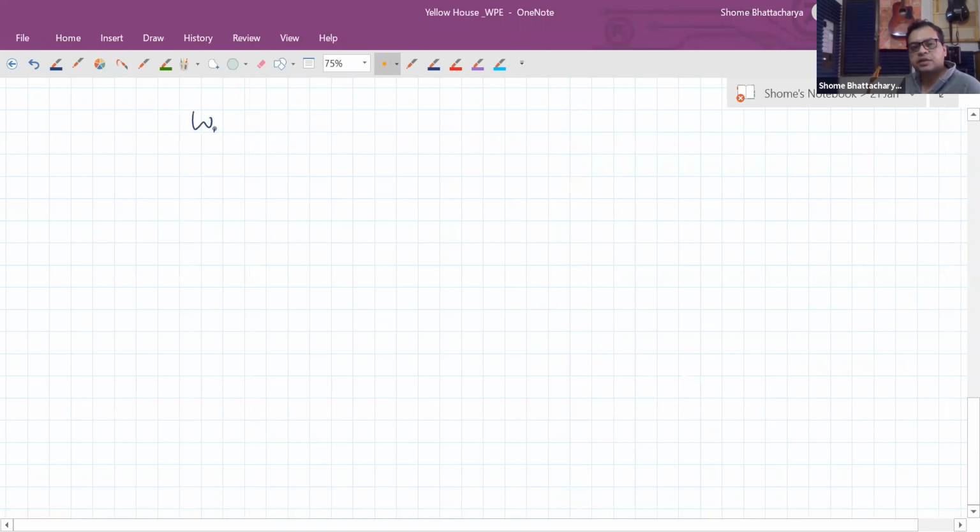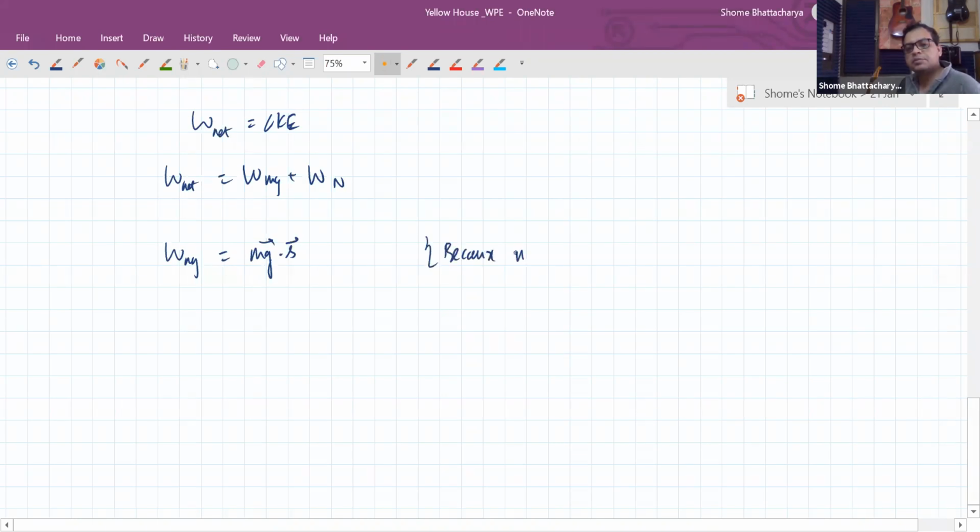Okay, so net work done is change in kinetic energy. We are using that relation. So the net work done should be the work done by mg plus work done by normal reaction, because at any point of time these two forces are acting. Now for work done by mg, we just have to use this, because mg is a constant force.